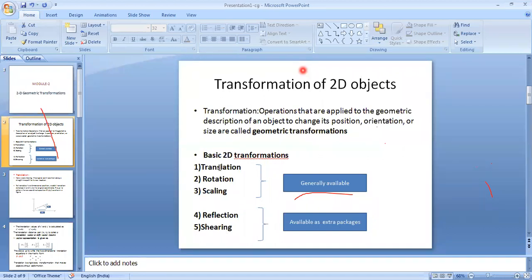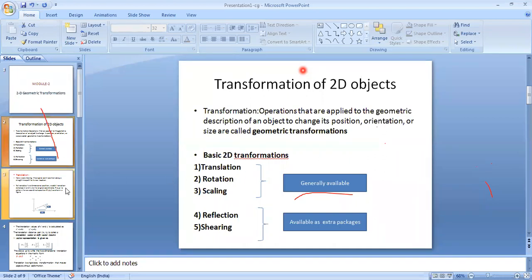Now we will be seeing one by one how translation works. How can I apply translation to the object that I have written? How can I apply rotation to the object? How can I scale my object? How to provide reflection and how to provide shearing. In today's class, we will be seeing the first two things: how to provide translation for my object and how to provide rotation for my object.